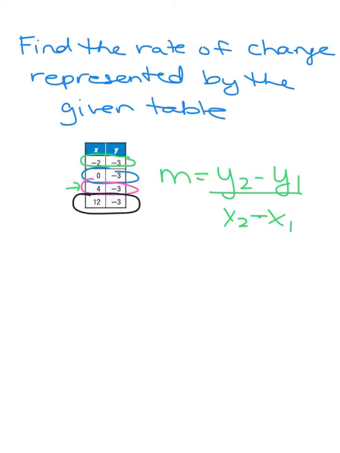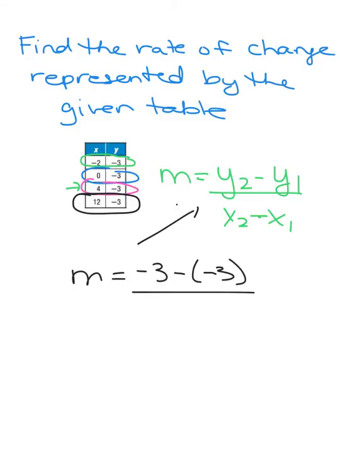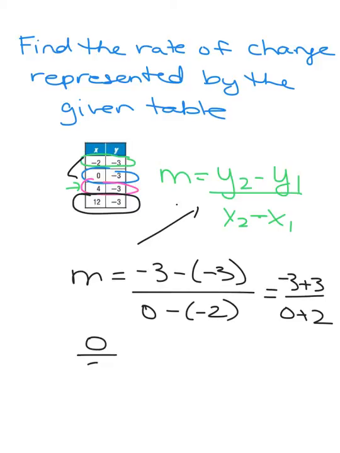So I'm going to use my slope formula, which says m is equal to y2 minus y1 over x2 minus x1, and I can use any 2 points. So if I use the first 2 points, I have the slope is equal to negative 3 minus a negative 3. And then when I'm using my x values, I have 0 minus a negative 2. So when I clean that up and simplify, I have negative 3 plus 3 over 0 plus 2, which simplifies to 0 over 2. So the slope of 0 over 2 simplifies to 0.